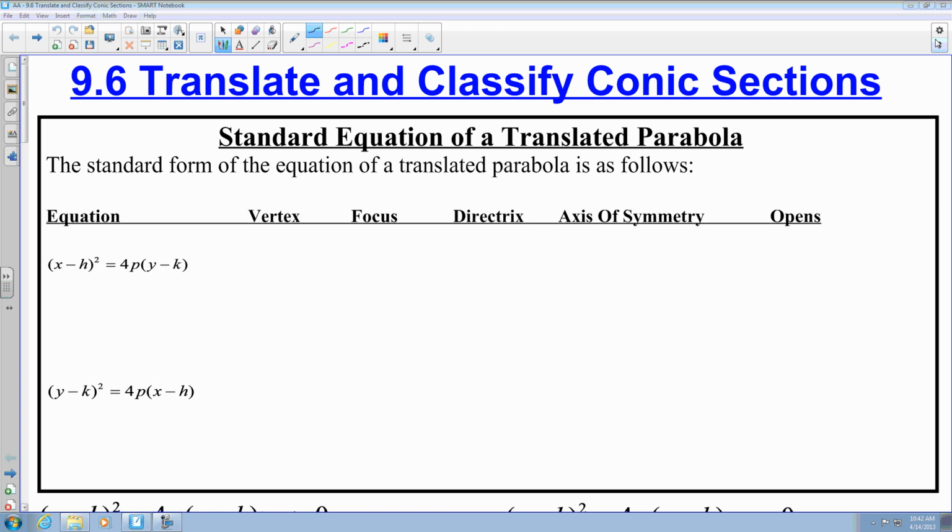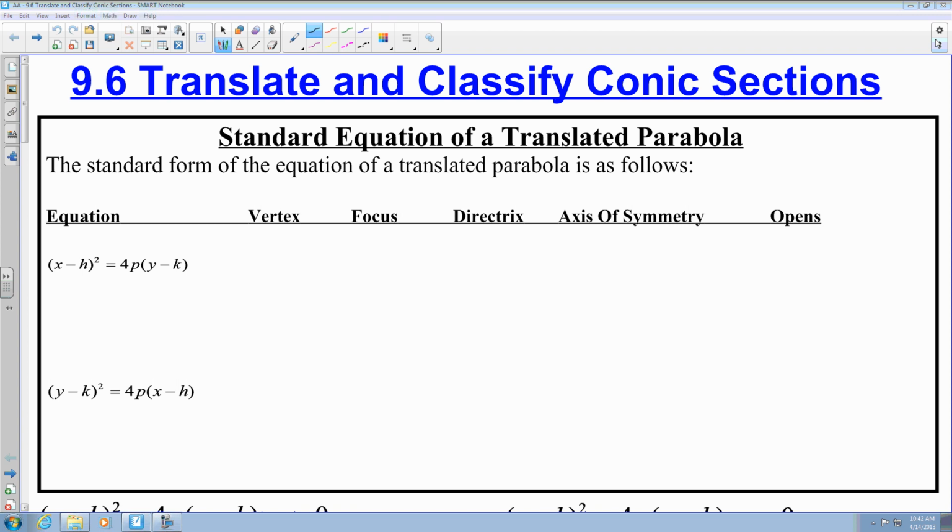But what does change is the points on the different conic sections. Due to the length of this lesson, it's going to be broken up into two sections. So this is part one, and then I'll have part two to follow.